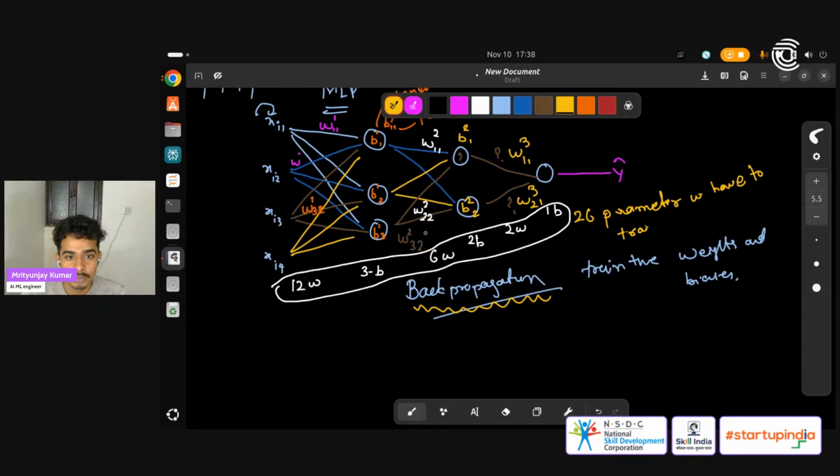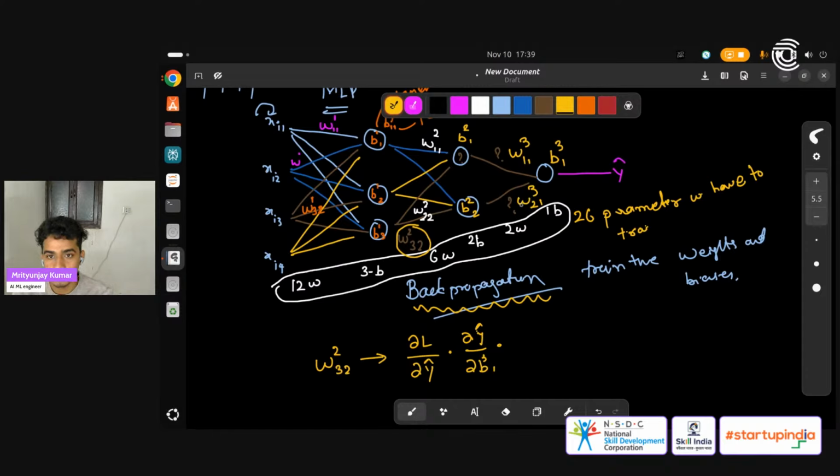Let me assume this brown one. How are we going to train it? The W232 value is going to depend on the error of Y. Firstly, we have something called a loss function. With the help of the loss function, we differentiate with Y, so we get a small rate of change. But in between we have multiple things, right? So again we multiply y hat with the bias term B31. Then that B31, if you focus on 32, depends on this line, so it is dependent on B2 and then this one, and this one is depending on this one.